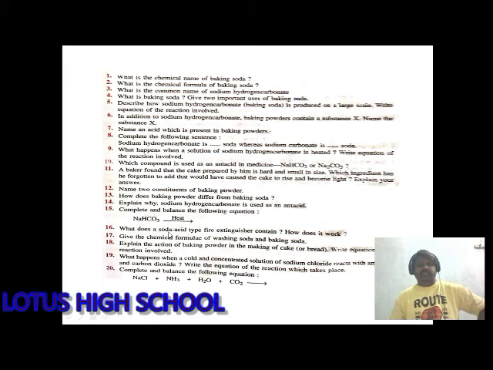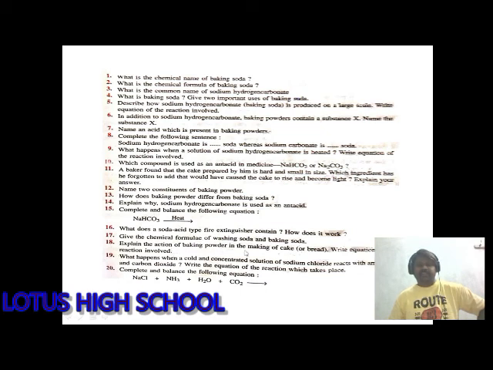Okay, what does the soda acid type of fire extinguisher contain? How does it work? What does the soda acid type of fire extinguisher contain? So this is the answer. This is the answer. How does it work? Give the chemical formula of washing soda and baking soda. The answer is here only. Give the chemical formula of washing soda, baking soda.